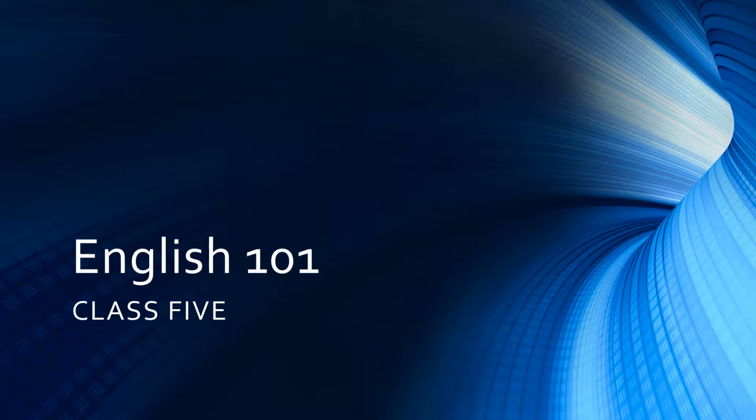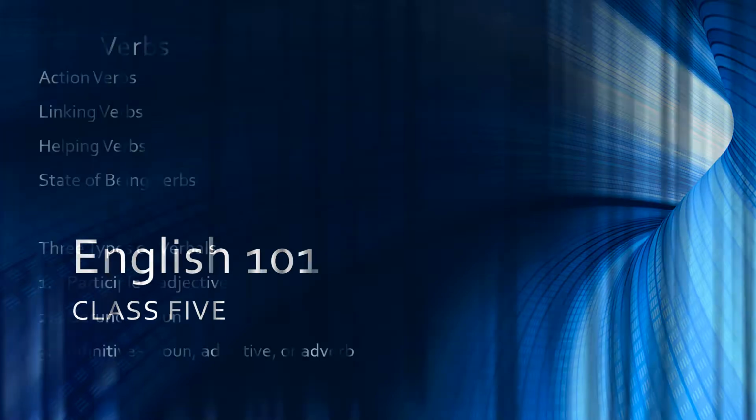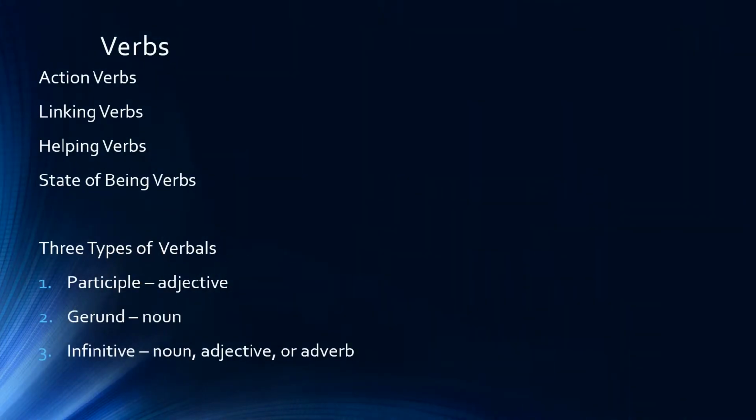Before we move on into new territory with verbs, let's take just a couple of minutes to review what we've already covered. Verbs can be identified in four different ways: action verbs, linking verbs, helping verbs, and state of being verbs. Action verbs, of course, show action. Linking verbs link the subject with another word in the sentence.